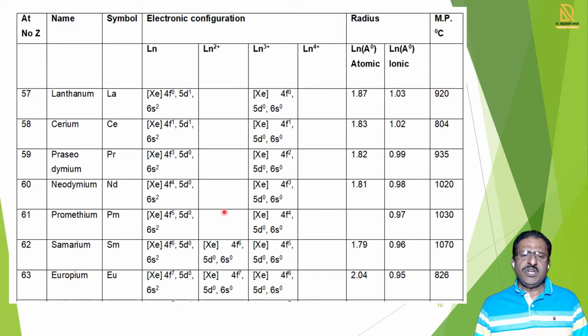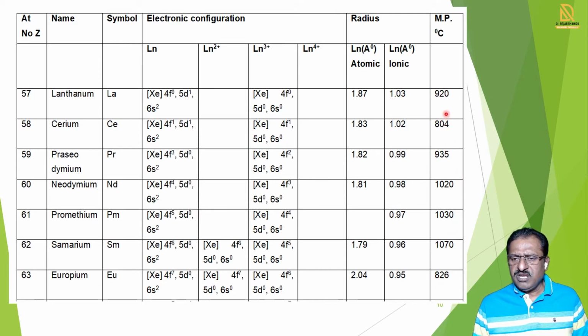Means if 2 electrons are lost from the outermost shell of that particular element, then Ln+2 is formed. If 3 electrons are lost, then Ln+3 is formed. If 4 electrons are lost, then Ln+4 is formed. So again here the radius of each element is given, in angstrom. Then the radius is given in the ionic form, and the melting point is also given. So all these points are given.